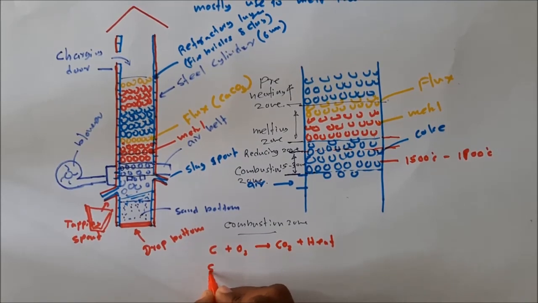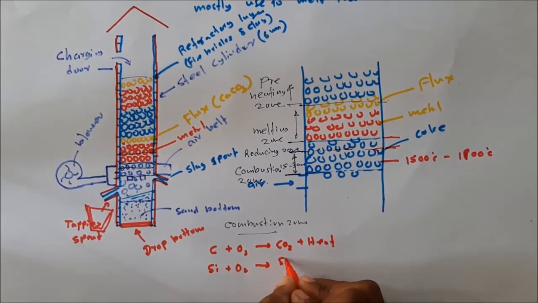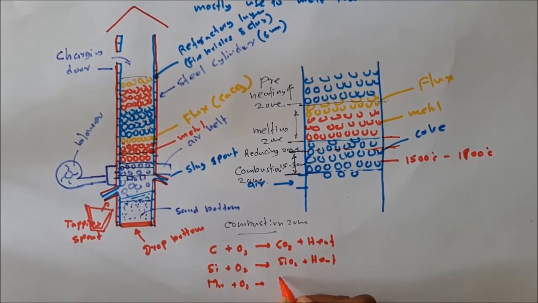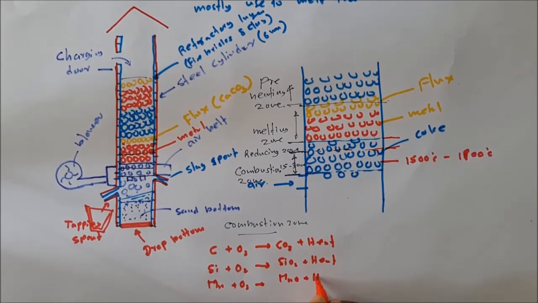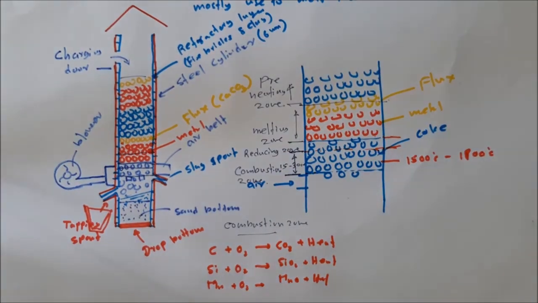Then these are the minor operations. Silicon plus O2 produces silicon dioxide plus a lesser amount of heat. Then manganese plus O2 produces manganese oxide plus heat. These are the main operations in a combustion region. The combustion zone is about 15 to 30 centimeter in normal height, and it produces 1500 centigrade to 1800 centigrade in this combustion region.